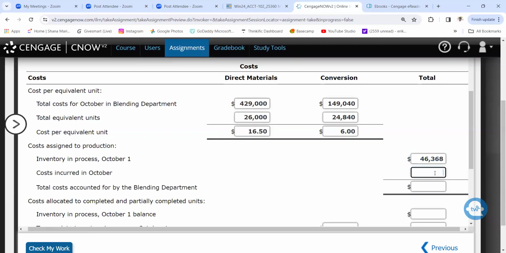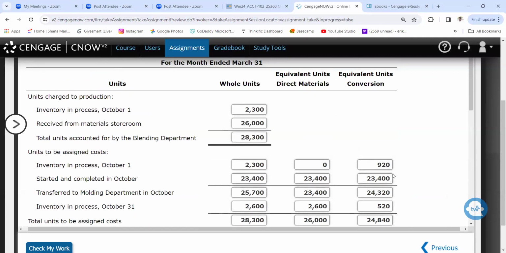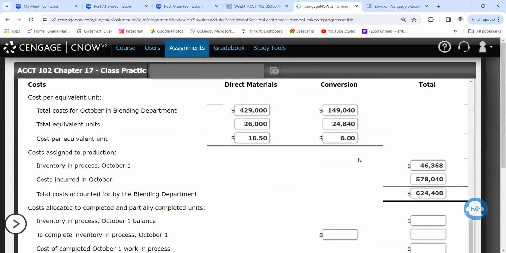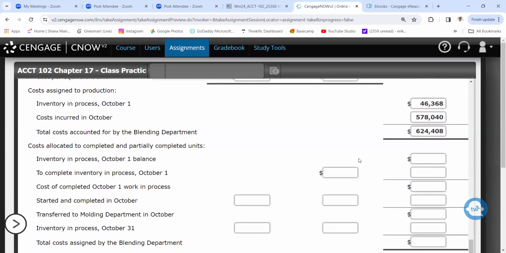Then the cost incurred from October is DM plus DL plus FO. So these two added together gives 578,040. And the total cost that we've got to account for is 624,408. And if you go up here, what did that say? I'm telling you, look, accounting is amazing. And the last thing is to break them out into our buckets.